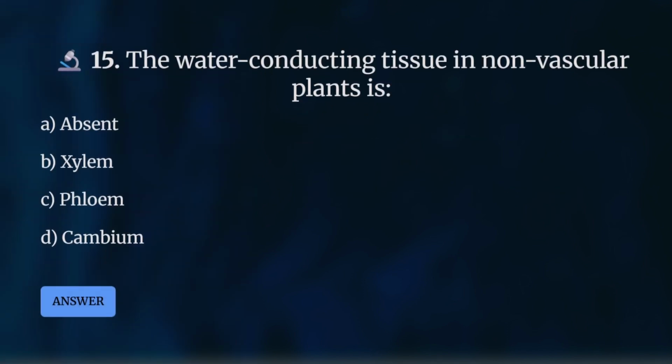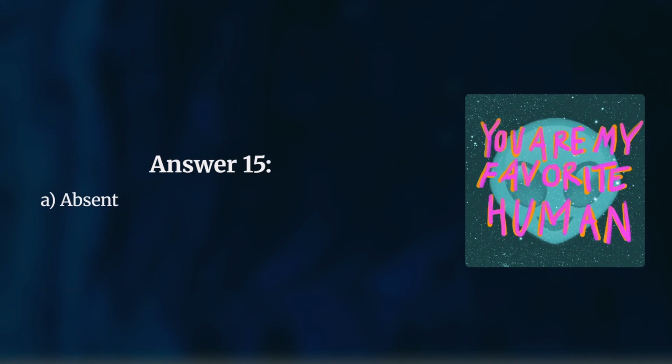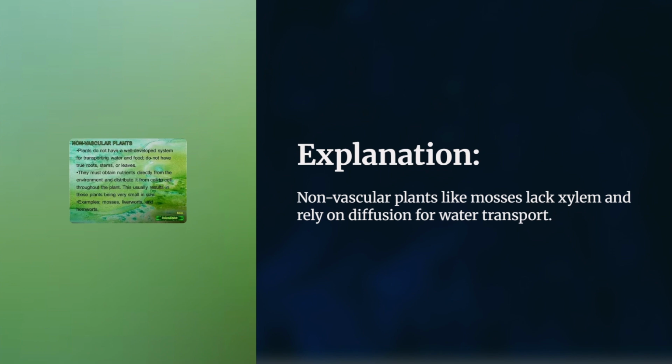Question number 15. The water conducting tissue in the non-vascular plants is? Remember, we are talking about the non-vascular plants here. Options are it is absent, option B xylem, C option phloem, and option D is cambium. Correct answer is it is absent. Non-vascular plants like mosses, they lack xylem and they rely on diffusion for water transport.